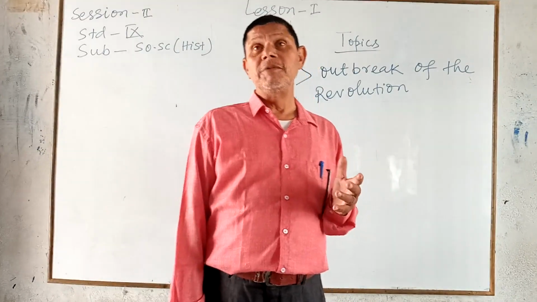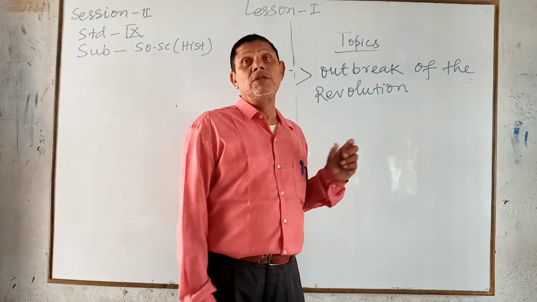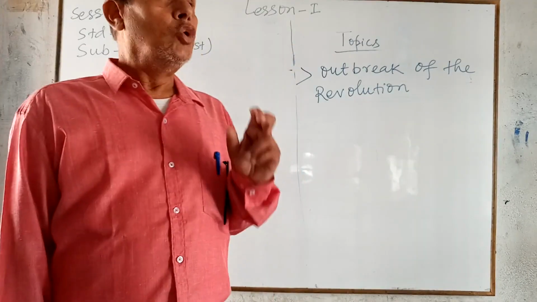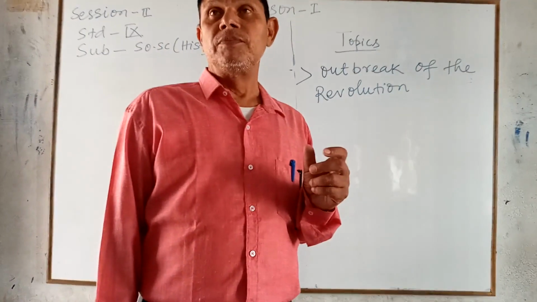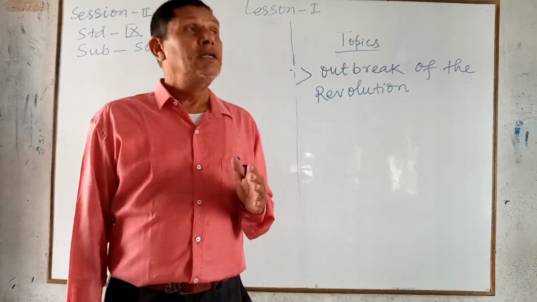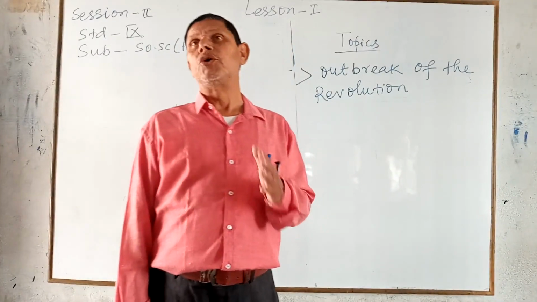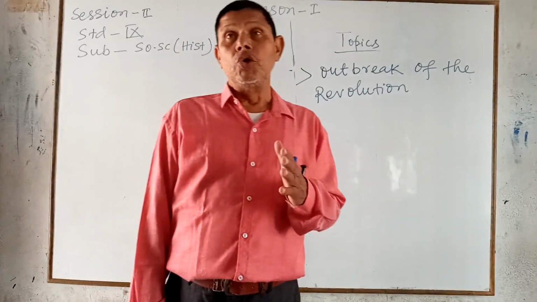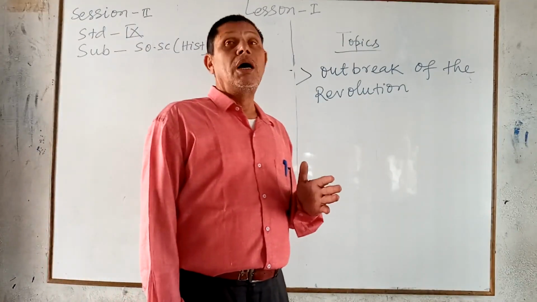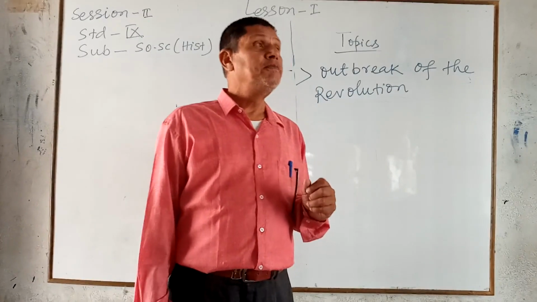The National Assembly found Louis XVI guilty of treason, and he was sentenced to death by court. So in this way, this was the end of the revolution, you can say.